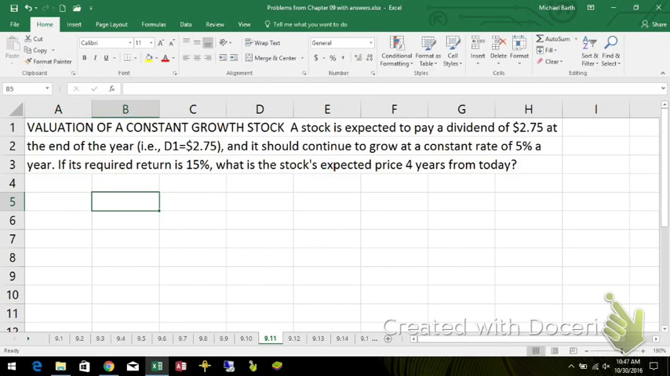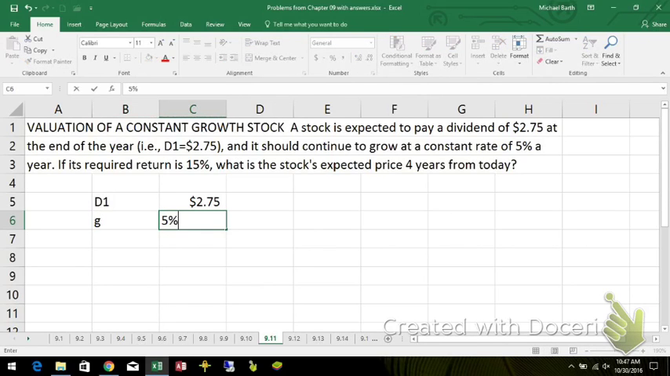Okay, so D1 is $2.75. It grows at a constant rate of 5%, so my growth rate is 5%. If my required rate of return K is 15%, what will be the stock's price 4 years from today?